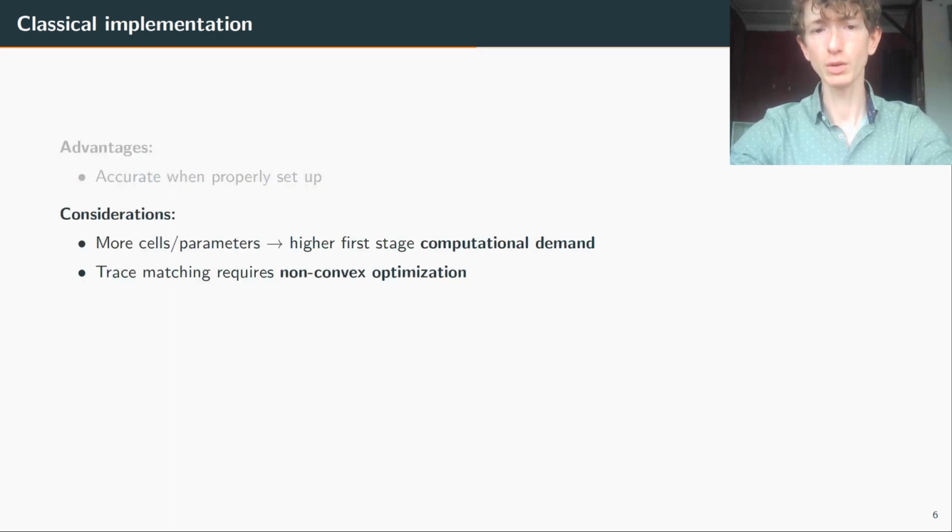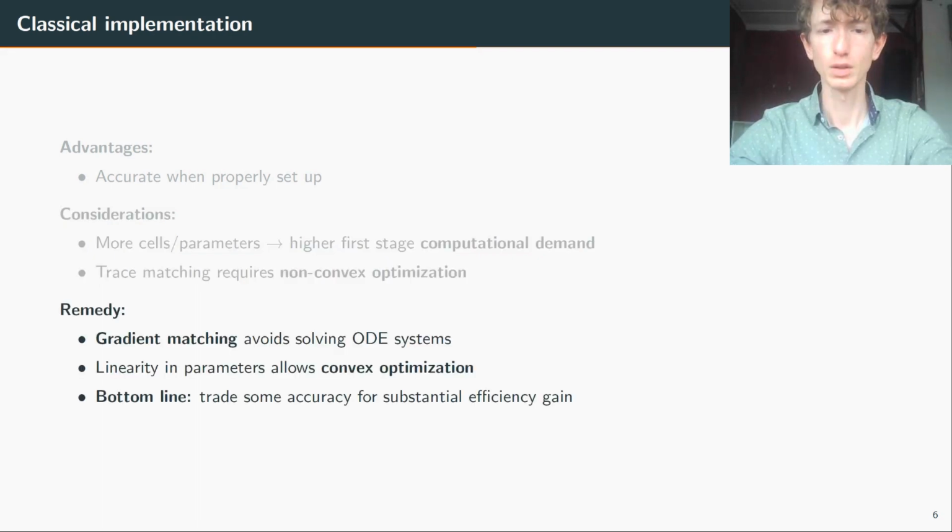However, numerical integrations are computationally demanding, and this inefficiency grows with the number of cells and parameters. Also, trace matching requires non-convex optimization, so convergence depends on initialization and is not guaranteed. So the remedy we would like to propose is to avoid solving ODE systems in the first stage using gradient matching. In biochemical systems, we can often model linearity in parameters to allow convex optimization. Altogether, this yields a much more economical approach at the price of a small accuracy loss.